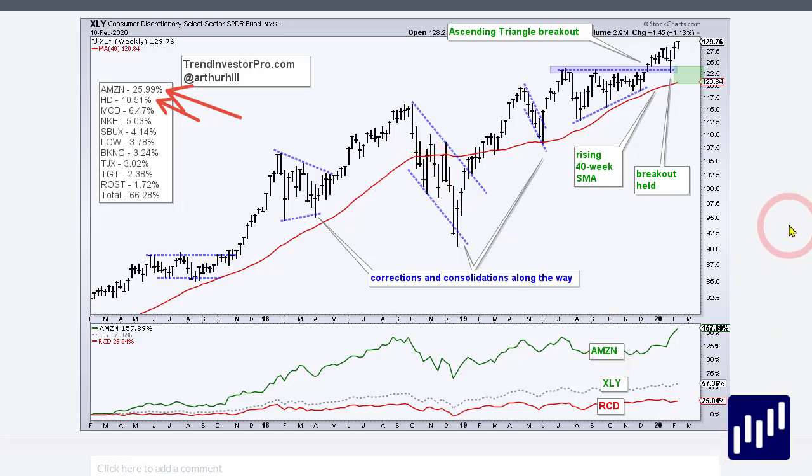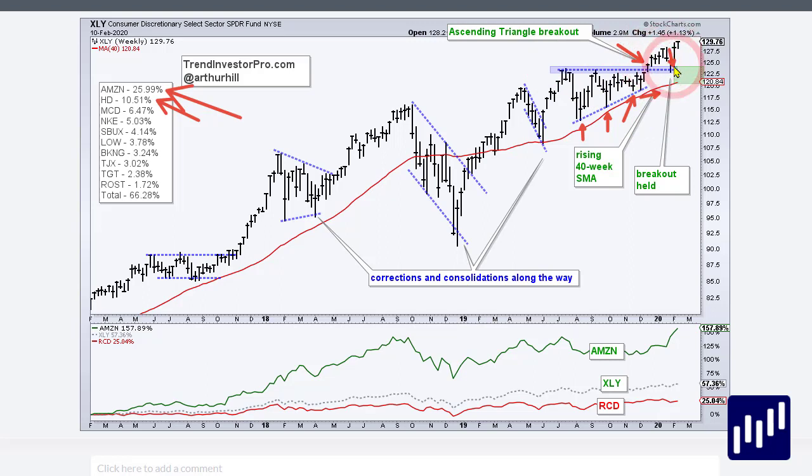And of course, if we look at the chart, we can see a bullish breakout in XLY, and it just happens to be in December when Amazon was breaking out. You had an ascending triangle taking shape, so you have higher lows showing buying pressure coming in at higher and higher levels on the dips. You have a rising 40-week moving average, and you break above resistance to confirm the pattern.